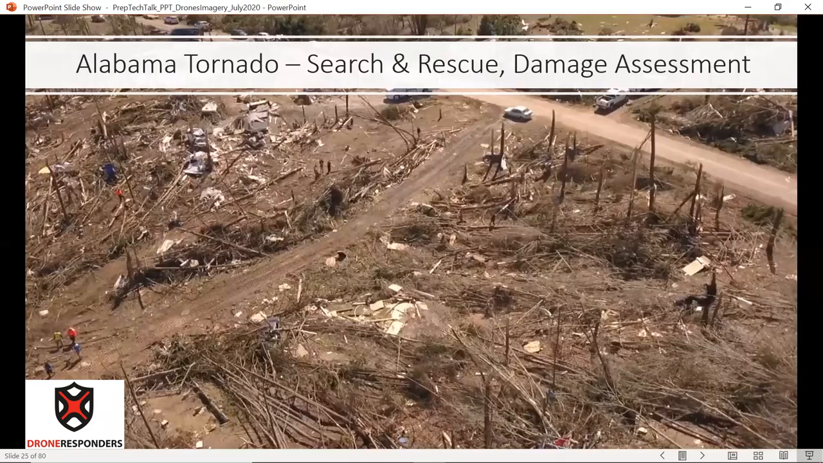Next slide. In the Alabama tornado, we saw for the first time on the news that drones and ground searching was occurring simultaneously. This is one of the first times that we heard drones being put in at the very beginning of a response. And we're seeing that a lot more now because of the value that it brings to the operation that we're having. Next slide.